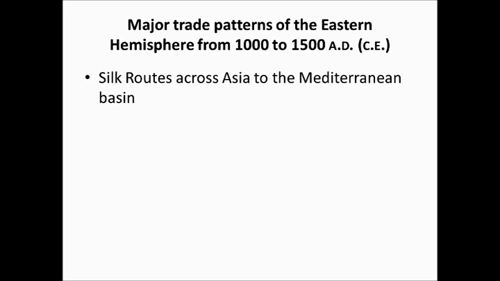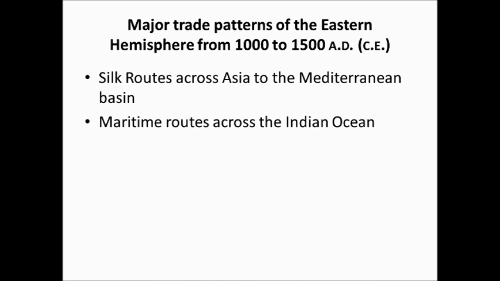Okay, so what were the major trade routes of the Eastern Hemisphere from about 1000 to 1500 AD? The Silk Road is probably the most famous, and it goes across Asia to the Mediterranean basin. And it wasn't just a land route. We're also talking about the sea routes and everything else that happened in this period. There were many maritime routes across the Indian Ocean, and I'm going to show you pictures of all these routes coming up next.